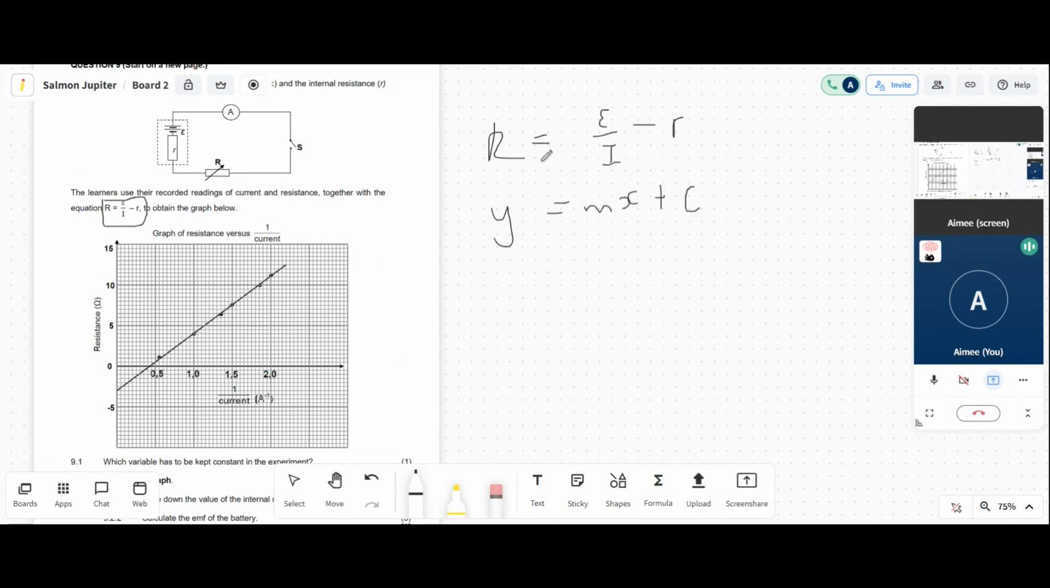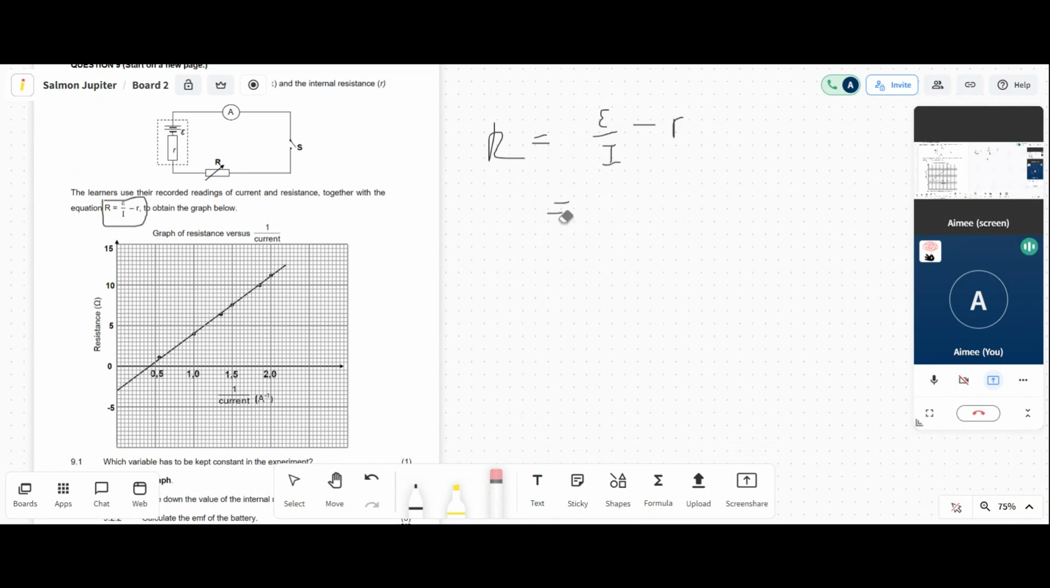And the formula for a straight line graph is y is equal to mx plus c. So very similar. In this scenario, R is our y value, or our dependent variable. M is our gradient, which doesn't have anything there, so assume it's 1. Our x, which on our graph has been drawn as 1 over current. And our minus internal resistance is our y-intercept, because plus c is our y-intercept.